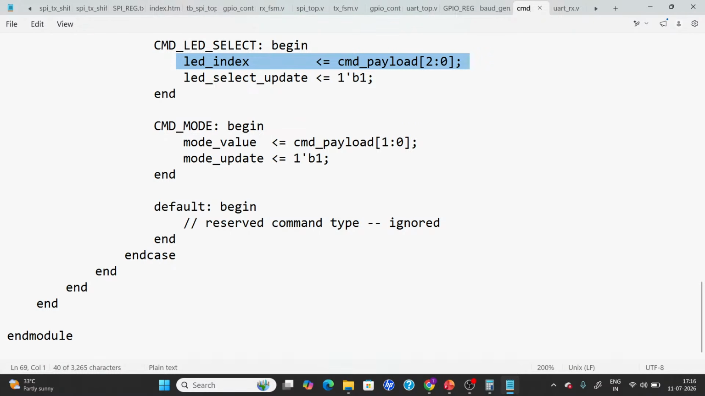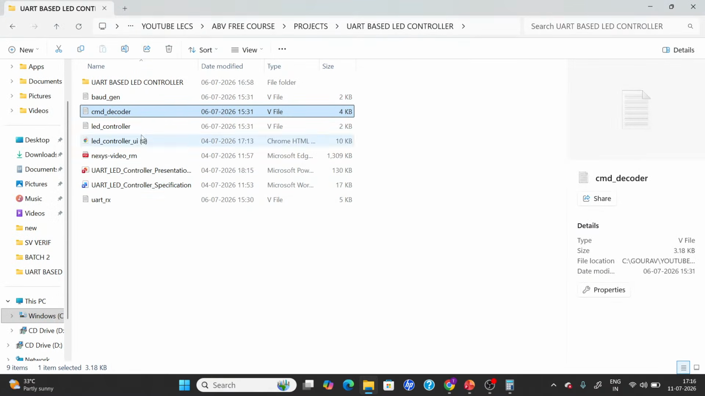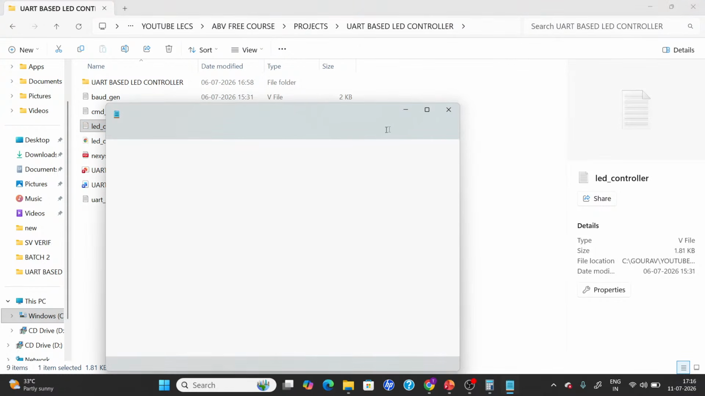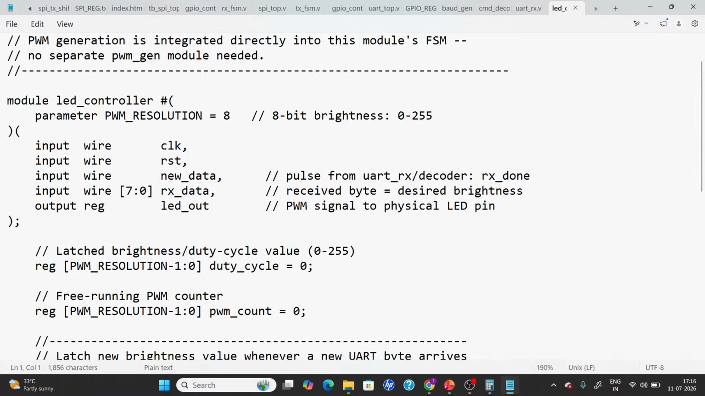So after the UART receiver has decoded these values, it is going to tell the LED controller. So where is my LED controller? Let me show you the LED controller. The LED controller is going to get the commands from my command decoder. Clock and reset are given, and new_data. Here rx_data is given to this LED controller from the command decoder, and whatever we have, we are going to control it via this led_out.